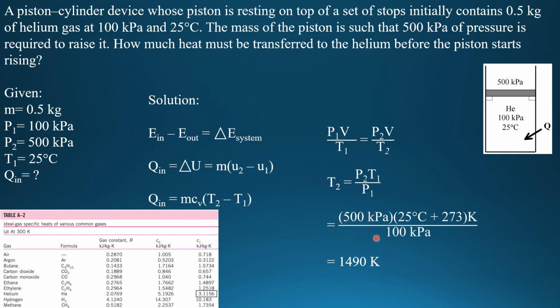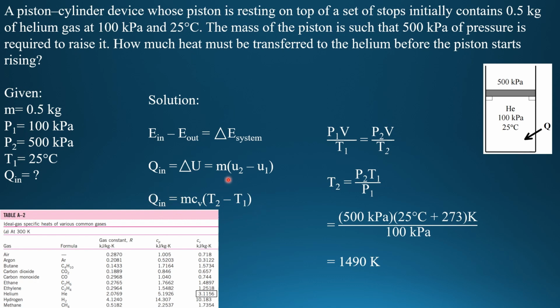So we will be plugging in the values. We have here the P2 that is 500 kilopascal times the T1, the 25 degrees Celsius plus 273 Kelvin, over the P1 that is 100 kilopascal. And here is our final temperature, that is 1490 Kelvin.